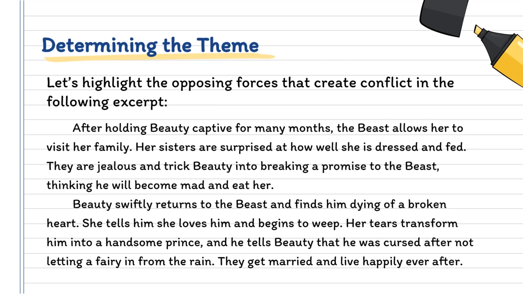So let's highlight the opposing forces that create conflict in the following excerpt. So after holding Beauty captive for many months, the Beast allows her to visit her family. Her sisters are surprised at how well she is dressed and fed. They are jealous and trick Beauty into breaking a promise to the Beast that he will become mad and eat her. Beauty swiftly returns to the Beast and finds him dying of a broken heart.